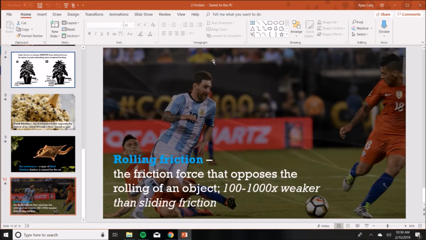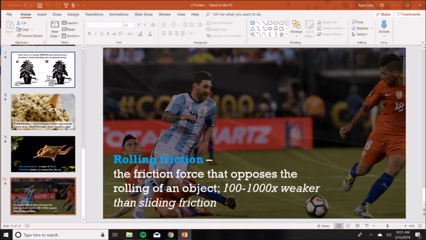Here we got Messi, all right, playing for Argentina. He likes soccer. He likes to kick the ball. And the ball, after it's kicked, is going to roll around the grass for a while. Now, what happens after it rolls around? If no other forces are acting on it, it's going to come to a stop. Well, what force made it come to a stop? That's rolling friction, all right? The friction force that opposes the rolling of an object. Now, it's important to note, rolling friction is 100 to 1,000 times weaker than sliding friction. Now remember, sliding friction is something sliding across the surface. Rolling friction, it's got to roll across.